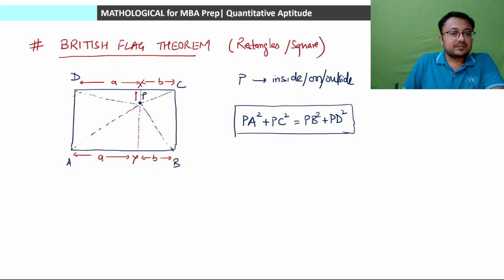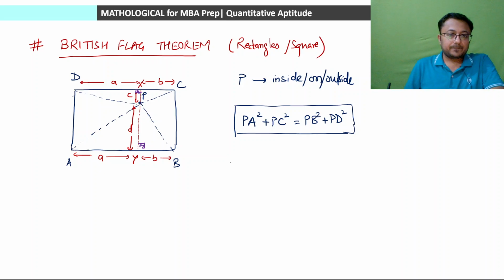And if this length is C and this length is D, so in that case this is perpendicular. So in triangle PXD, DP is the hypotenuse. Similarly, in triangle PXC, PC is the hypotenuse. In triangle PYB, PB is the hypotenuse, and in triangle PYA, AP is the hypotenuse.